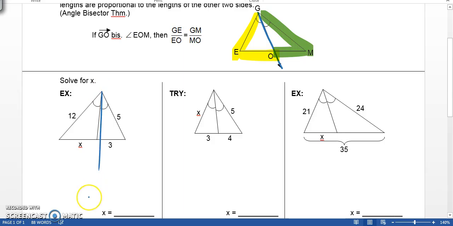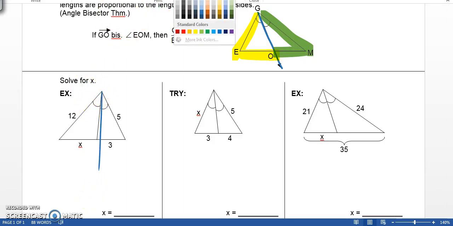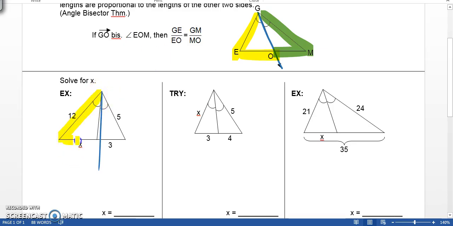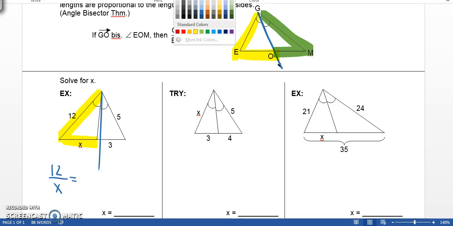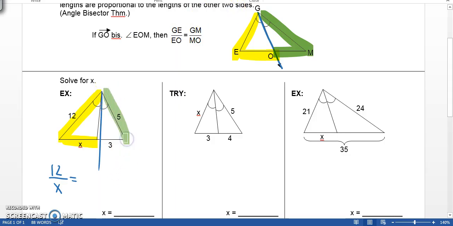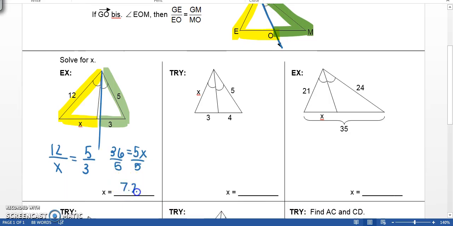So again, this is our ray that's bisecting that angle. The two numbers on the left-hand side: this is our side measure, this is our base measure, 12 over x. Then we're setting it equal to the right-hand side. Side is 5, base is 3. Cool. We have numbers attached to both, so they're pretty straightforward. We have 12 times 3 to get 36, and x times 5 to get 5x. When we divide both sides by 5, we will get 7.2. That's our final answer.